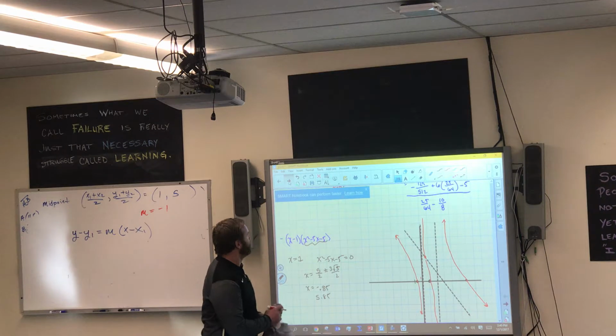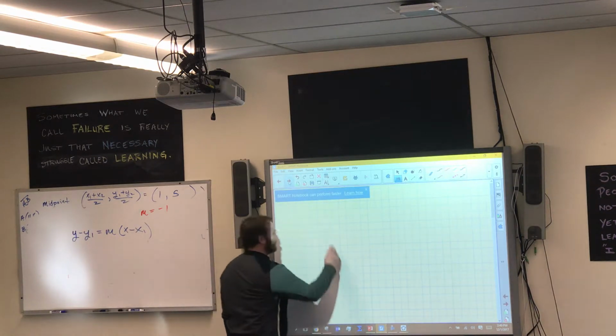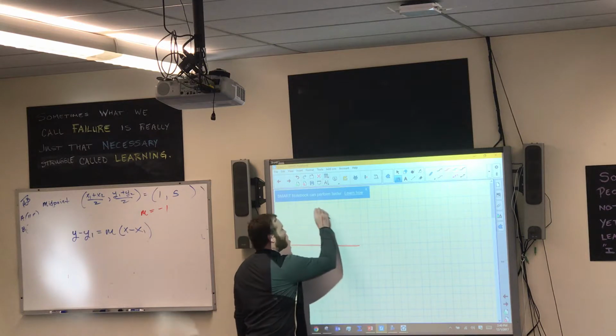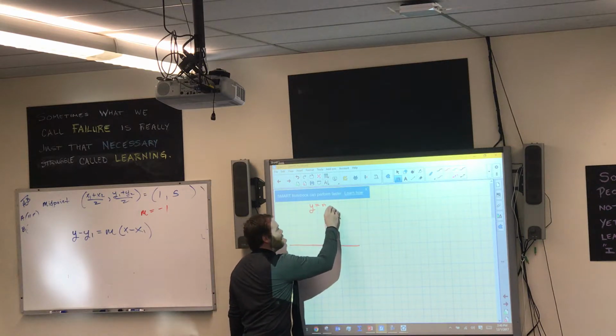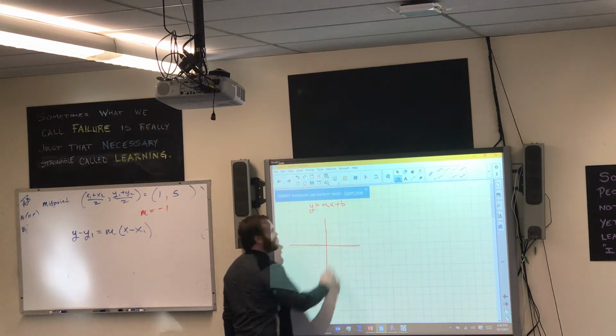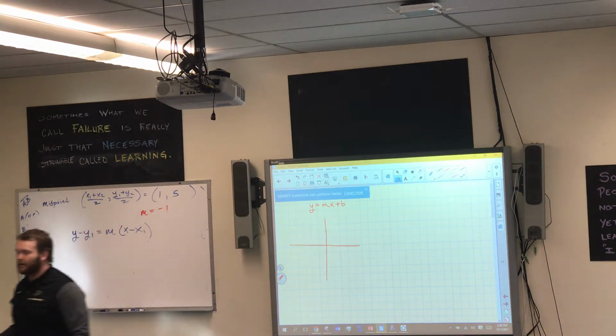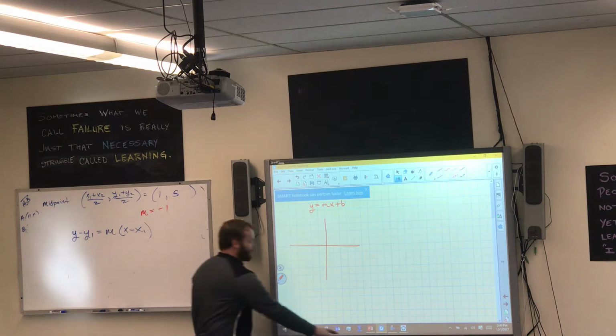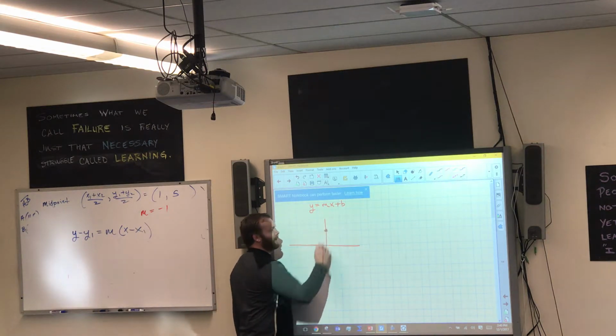Don't write this down, but if I've got y equals mx plus b, okay, what does that b represent? The y-intercept. It represents where you cross the y-axis, right? So if I cross the y-axis, maybe let's put it right there.